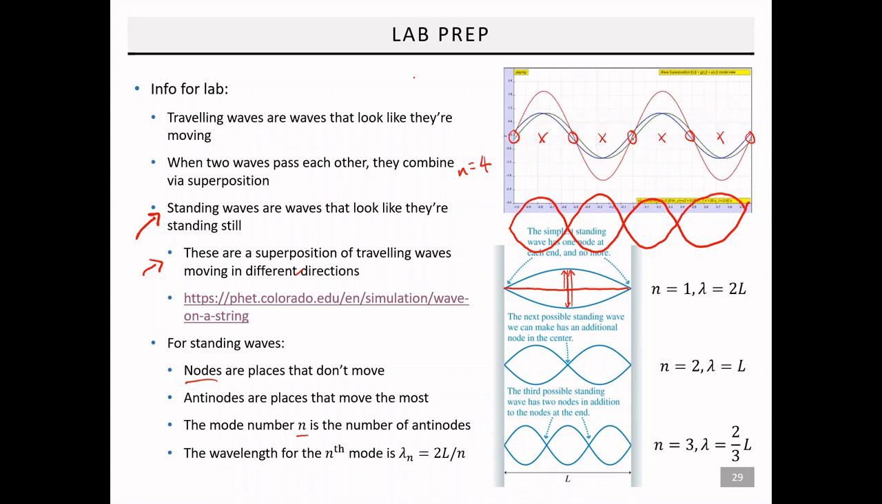We also might call these loop diagrams. So for n is equal to 1, you have one loop formed by this standing wave. For n is equal to 2, with a mode number of 2, you have 2 loops that are formed. N is equal to 3 is 3 loops, and then for n is equal to 4 at the top, you have 4 loops. Now let's try to understand what the wavelength for these standing waves looks like.